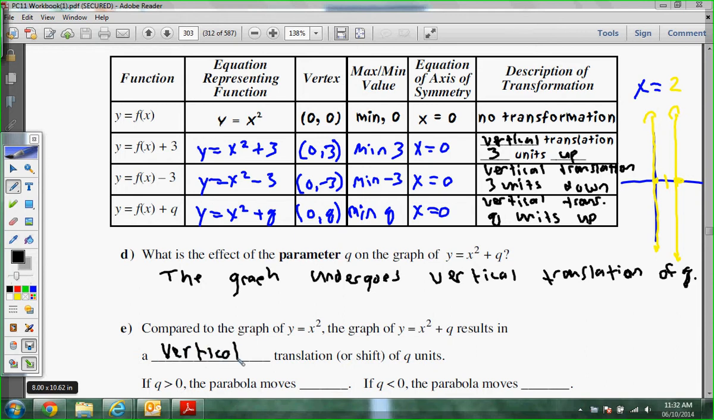So if Q is greater than 0, the parabola moves up, positive. If Q is less than 0, it moves down. What if Q is 0? Then it doesn't move at all.